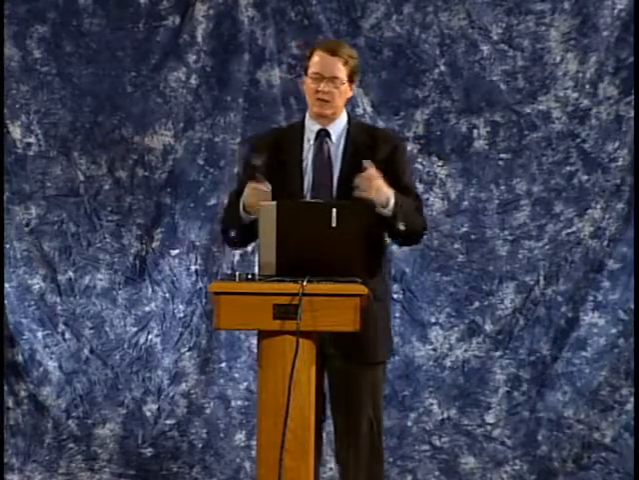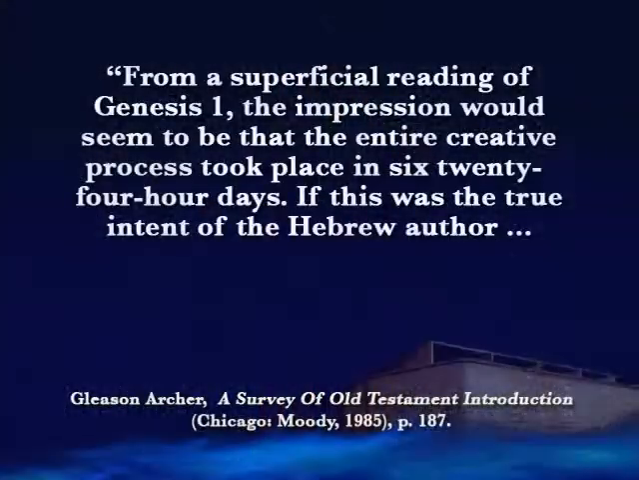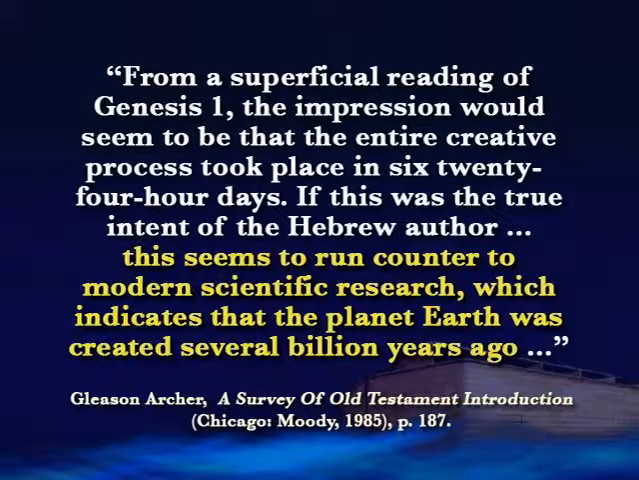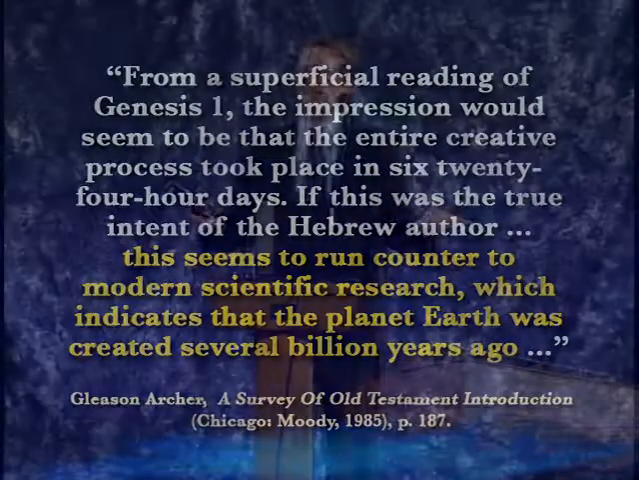In the later editions of this book. In the earlier editions, it's not clear whether he believed in a global flood. But why does he not accept what is not only the superficial, but also the plain reading under careful investigation of Genesis 1? Why doesn't he believe that? He says, this seems to run counter to modern scientific research, which indicates that the planet Earth was created several billion years ago. Why does he think that? Because he was brainwashed, just like all the rest of us.